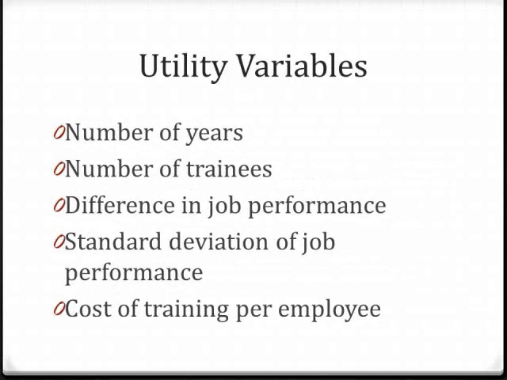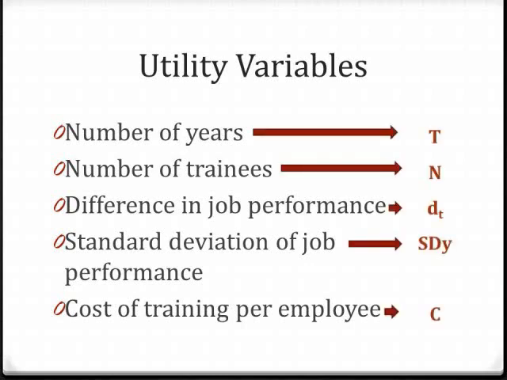Variables in utility are the number of years that the training program will benefit the organization, the number of trainees, difference in job performance, standard deviation of job performance, which you might want your statistician to calculate, and cost of training per employee. These factors translate into certain letter variables for the purposes of our calculation.